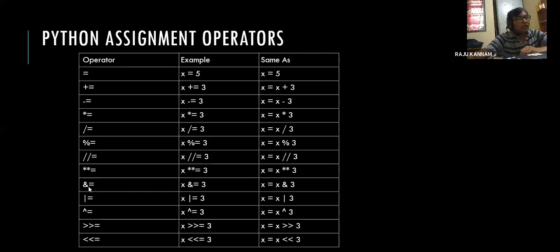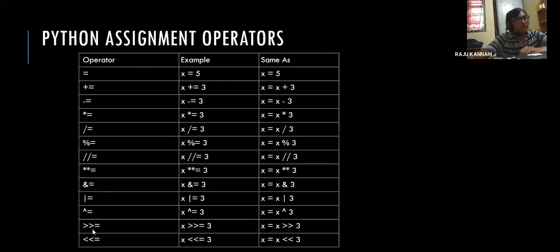So here, &= means the value of x gets ANDed with 3, and the result will be stored in x. So that logical AND operation is performed between x and 3. Similarly, this is the OR operation, performed between x and 3, and the result is stored back into x. Here it is the XOR operation. Similarly, between x and 3, XOR operation is performed and it is stored back into x.